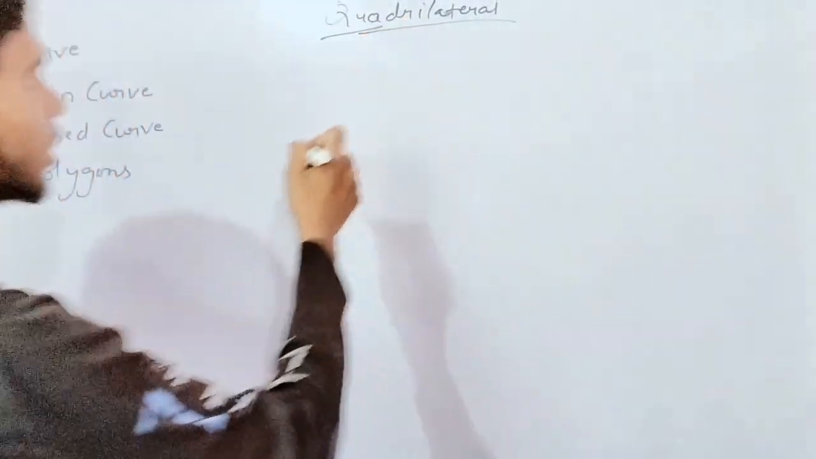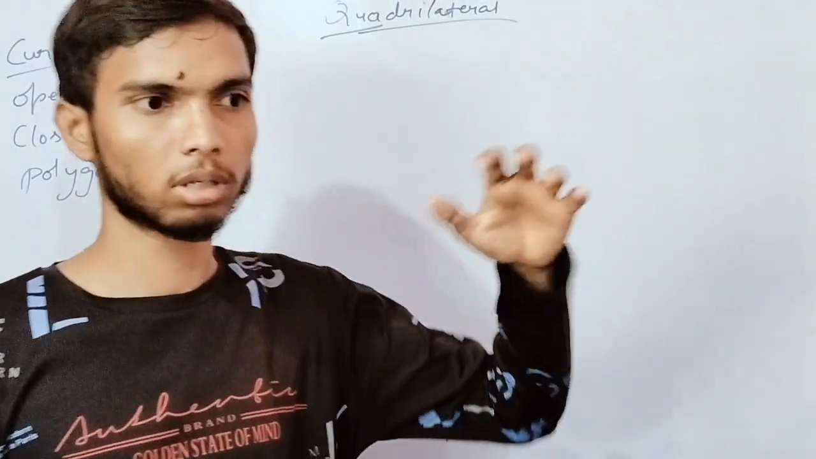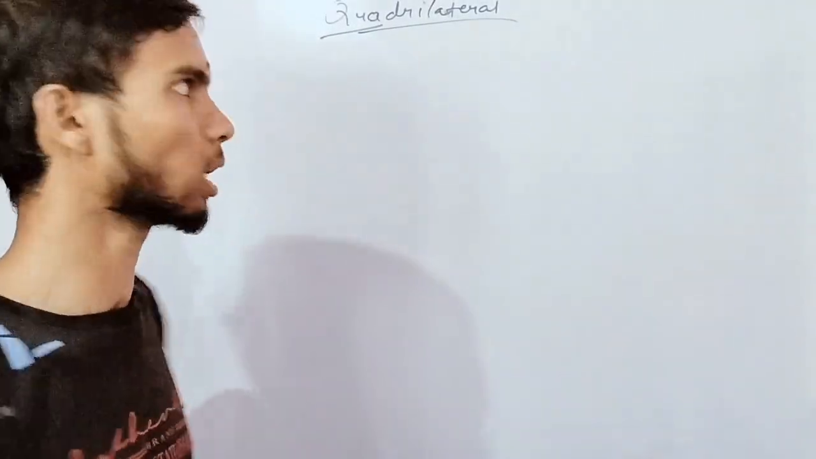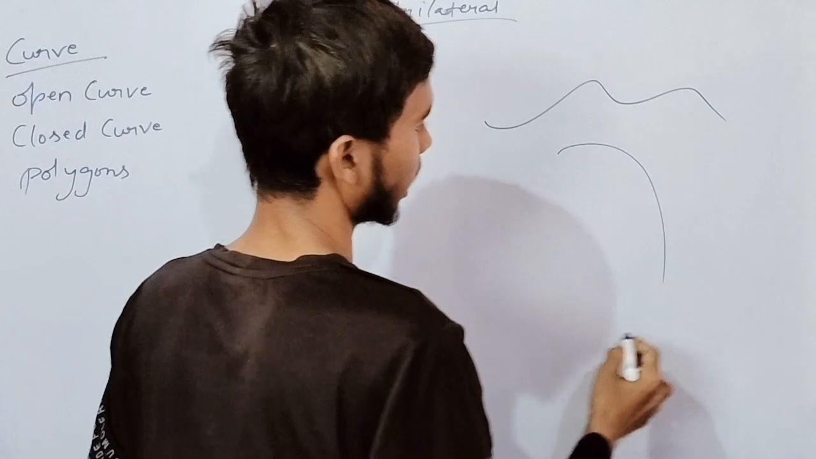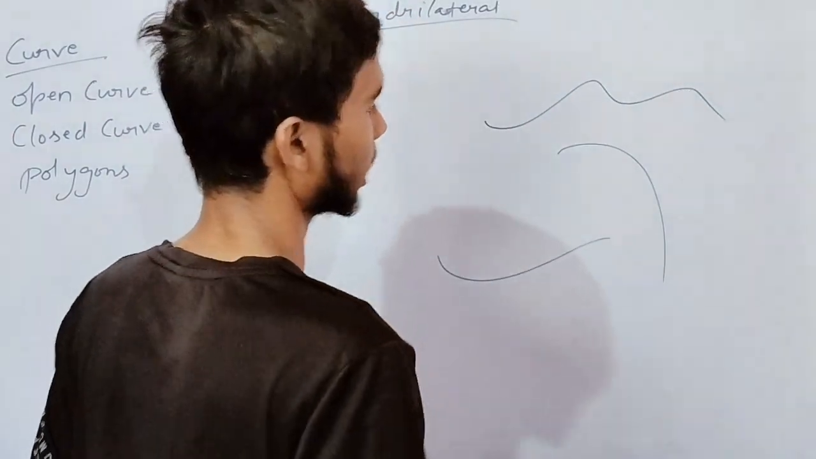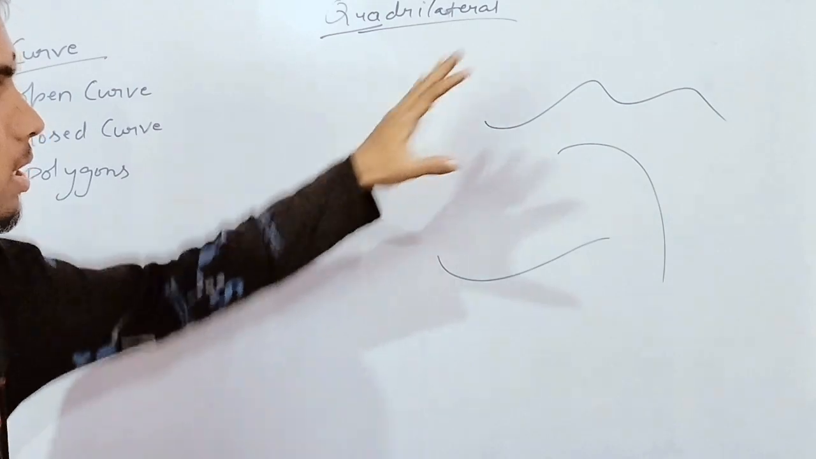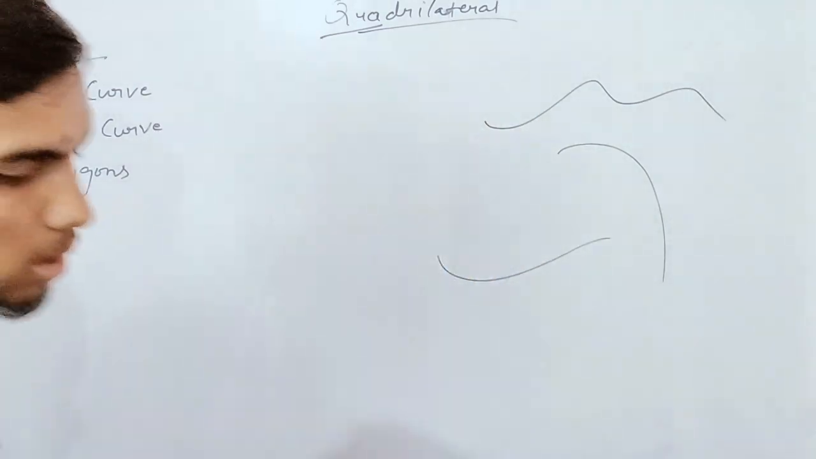A quadrilateral. What is a curve? It is not a line segment. Curve is not a line segment. A curve looks like this. It can look like this. It can look like this. So these lines are curved lines.